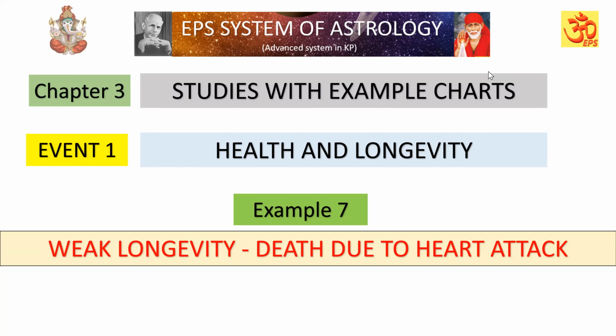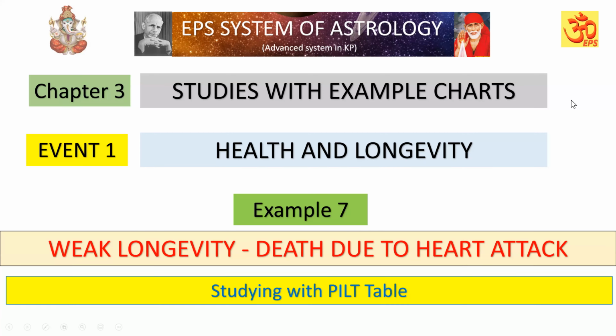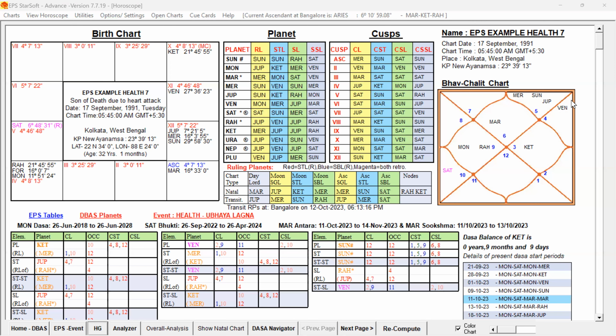Example number 7, weak longevity, death due to heart attack. We are going to study with the help of the PILT table in this video now. This is the birth chart of that male native who died due to heart attack. Now we are going to check with the help of the PILT table.